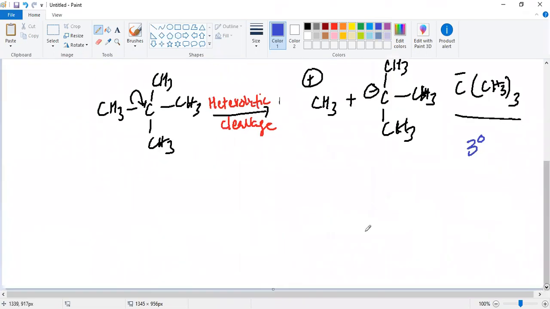Again, my dear students, I would like to show you the order of stability. In the order of stability, we can easily understand that this methyl.